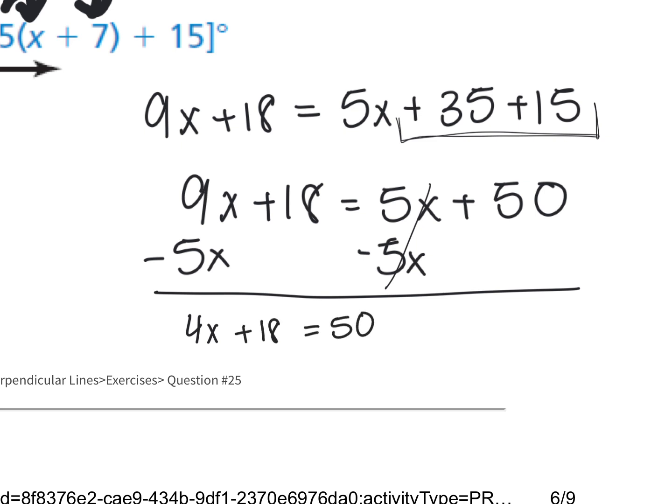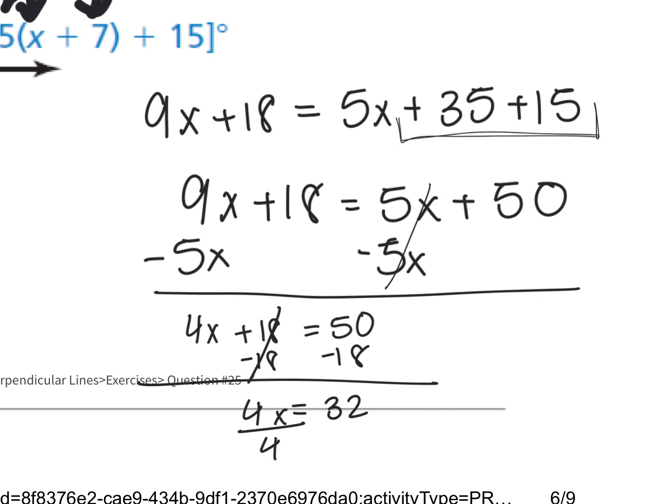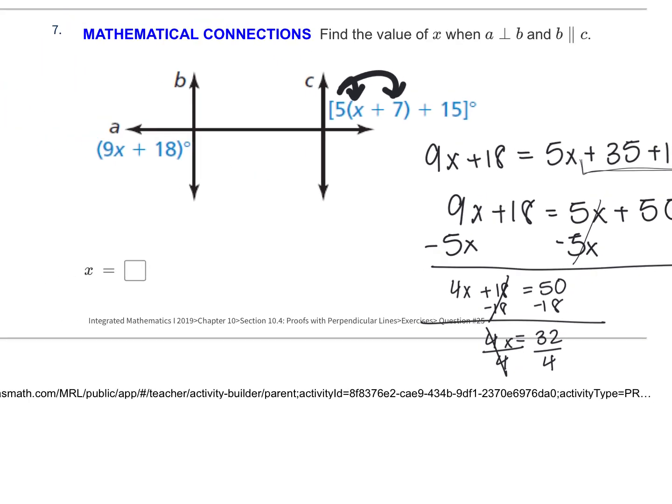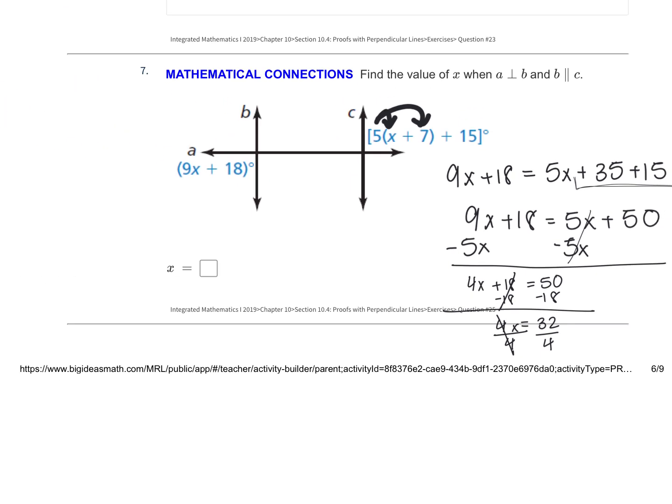What should I do next? Subtract 18. Subtract 18 to both sides. I'm going to get 4x equals 32. And last, divide by 4, and x is going to equal 8. Perfect. x is 8 for my answer.